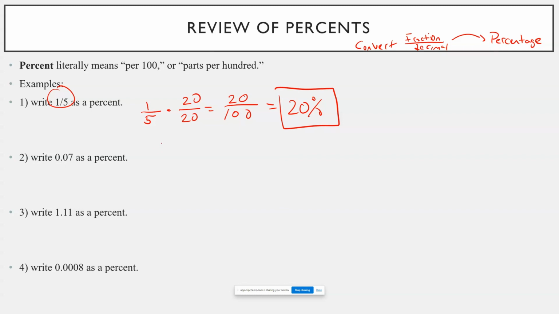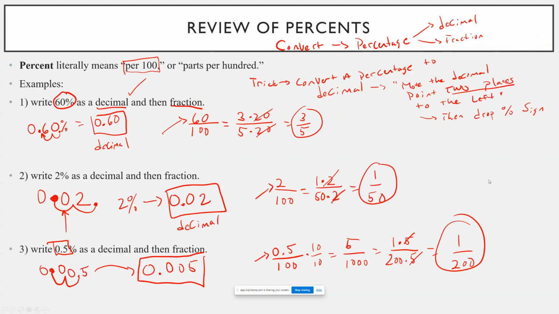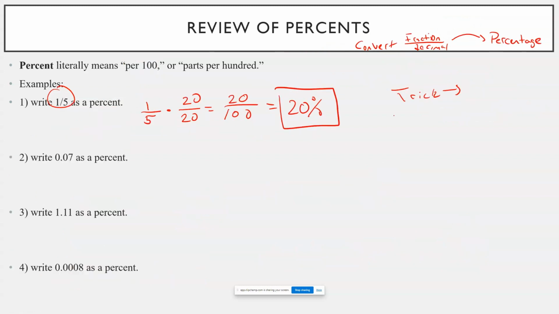Okay. Now this one's easy. If you want to take a fraction to a percentage, just make sure the denominator is 100. So multiply some way to get it to be 100 in the denominator. Next, I want to write this 0.07 as a percent. There's a trick. What we saw here was to go from a percentage to a decimal, we move 2 places to the left. Now we just do it the other way.